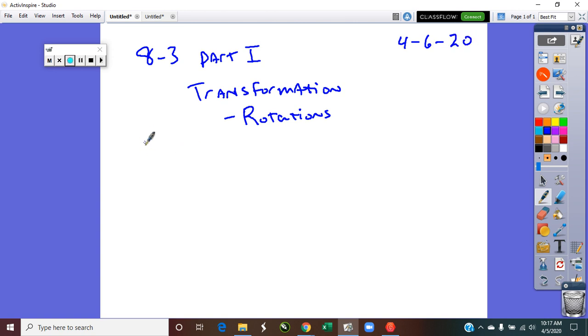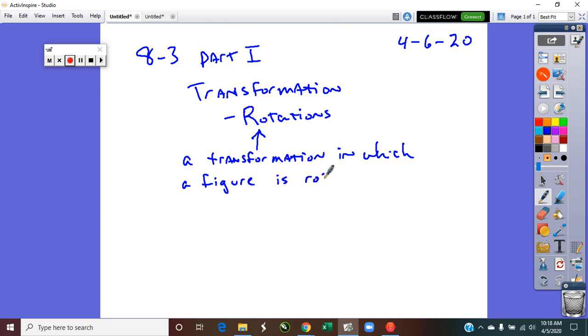So, first of all, what is a rotation? Well, a rotation is a transformation in which a figure is rotated about a fixed point. And for now, the only fixed point we're going to rotate around is the origin.